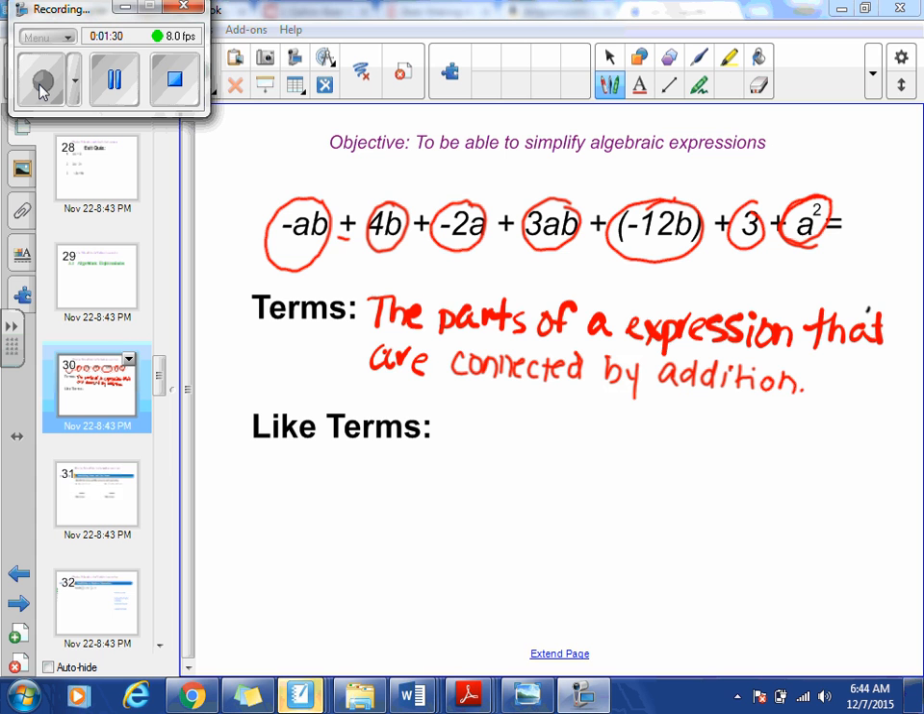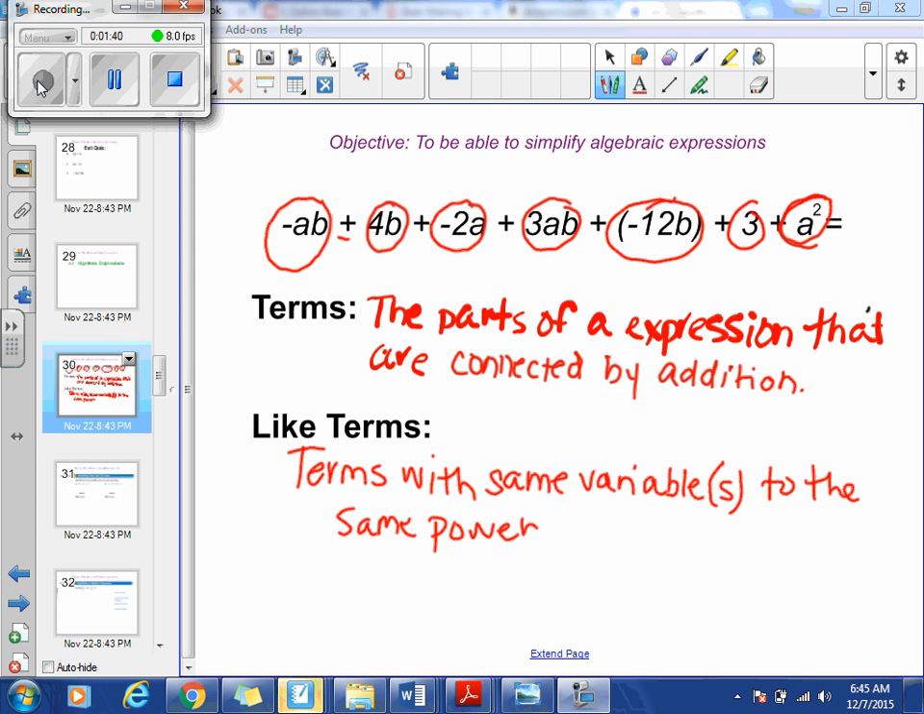All right, then like terms. So we know what the terms are. So we're still looking at those same 7 terms. We want to find the ones that are like. To be a like term, 2 terms have to have the exact same variable or variables, as in the case of up here. This one has an a and a b, and this one has an a and a b. But those variables also have to be to the same power.